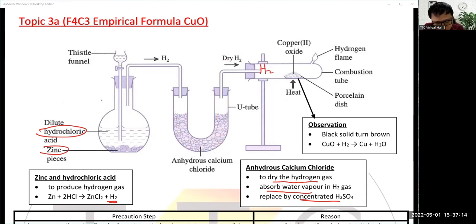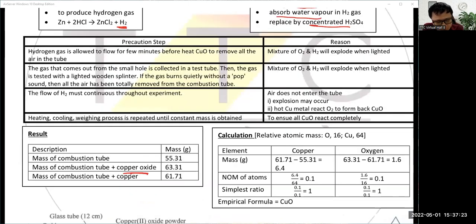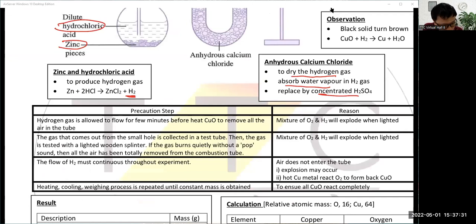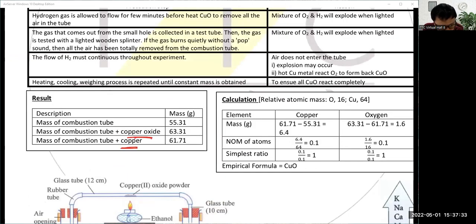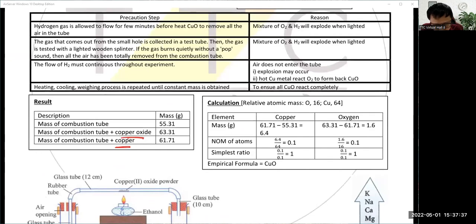Then in here, we will have copper(II) oxide. At the beginning, we have copper(II) oxide, so we'll have the mass of copper(II) oxide. Then after the reaction, because hydrogen is more reactive than copper, it will take away the oxygen, so you're left with Cu here. Then you're able to get the copper mass. From the difference, you're able to calculate how much oxygen is removed.